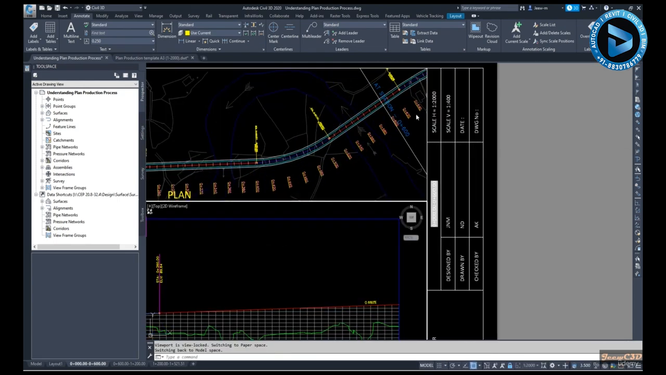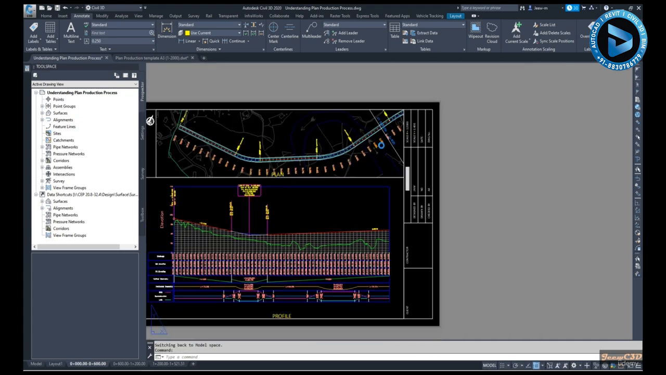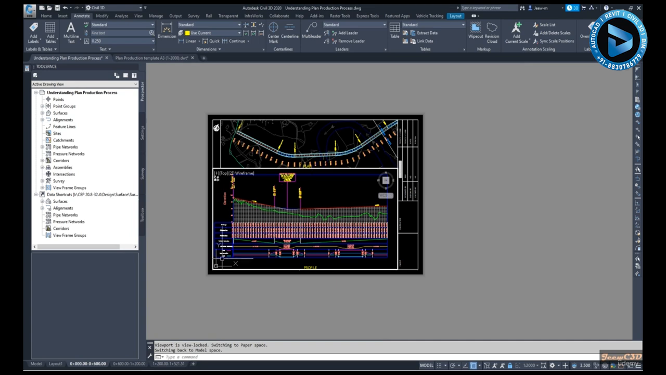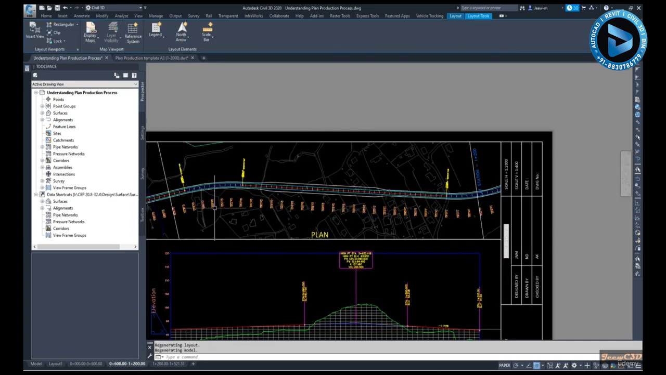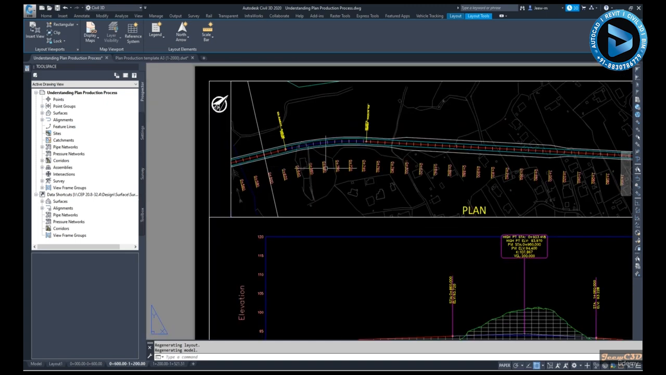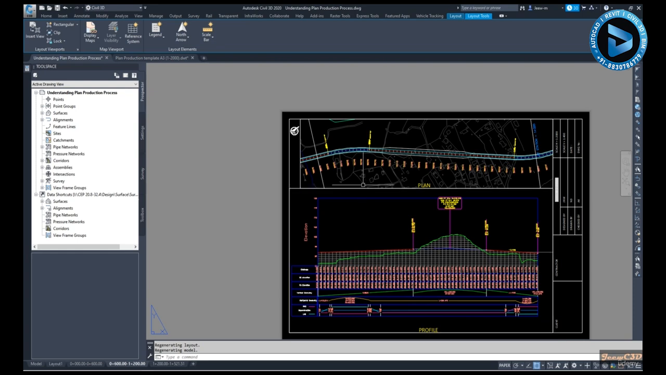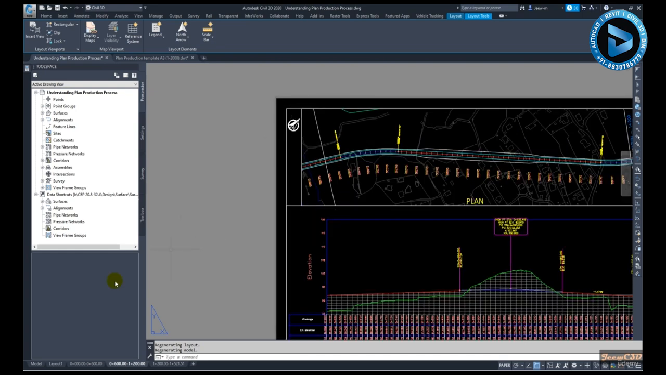So we should not read anything beyond the match line. This match line station is 600, so we read only up to that point. After that, we go to the other sheet. In this sheet also we should not read before 600, it should be after 600 and up to 1200, likewise.